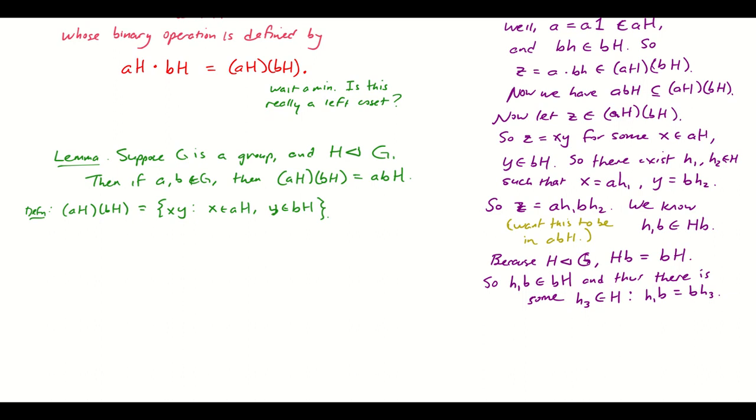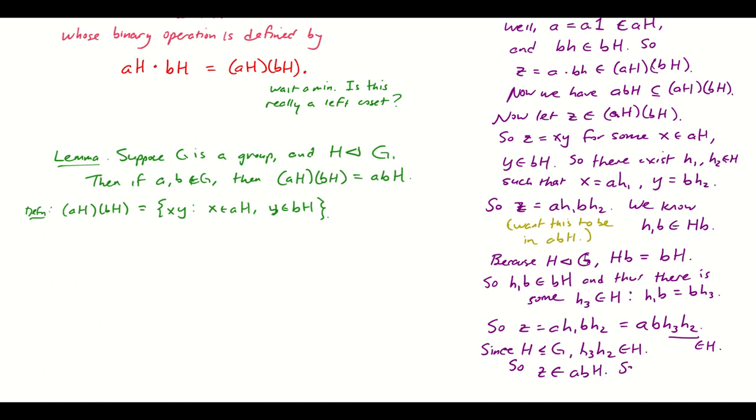Okay, so let's take stock of what we know. So Z equals AH1 BH2, and now we know H1b is equivalent to BH3. Okay, now we're getting somewhere because I've got AB times this product H3H2, which belongs to H. All right, so since H is a subgroup, just because it's a subgroup, we don't even need normality for this, H3H2 is an element of H. So because I have that, Z belongs to ABH. And so we've shown AH times BH is a subset of ABH. And therefore, we've proven that ABH, that left coset, and AH times BH are exactly the same thing.